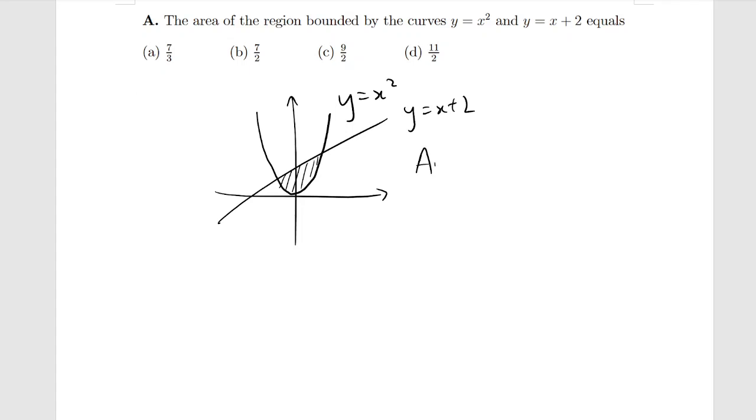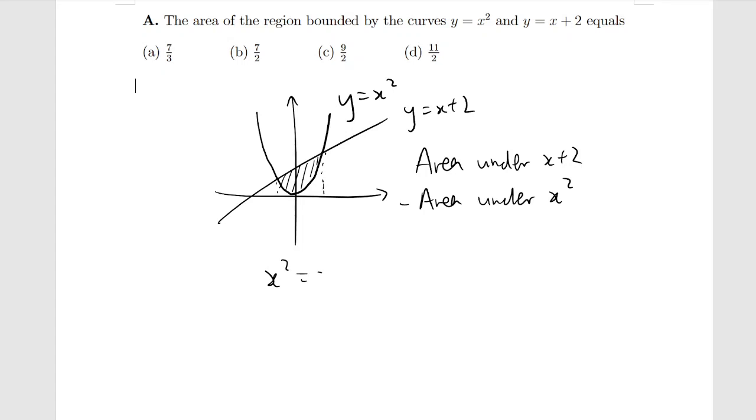So that area is essentially the area under x plus 2 subtract the area under x squared, right? Within the limits, obviously. Okay, so our next step would be to integrate, and we could find the area. Fine. Okay, so the first thing is to find the limits. So how can we find the limits? Well, we solve the simultaneous equations.